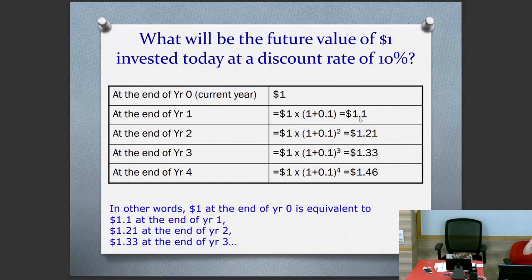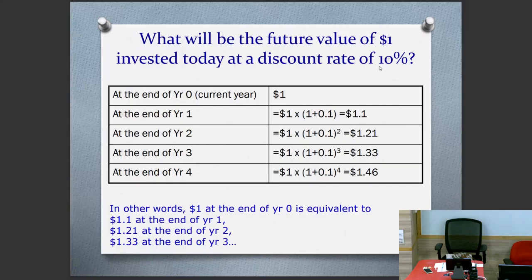Because of the interest rate, right? And then 2 years later, I can get 1.21, and then 3 years later this amount, and 4 years later this amount. Just put the money in the bank. It means that getting $1 now is the same as getting $1.1 1 year later, and also the same as getting $1.21 2 years later, or getting $1.46 4 years later. Same, if your discount rate is 10%.